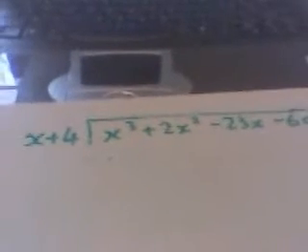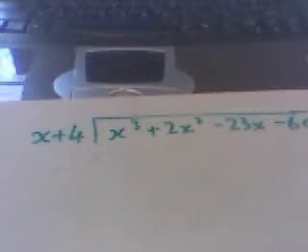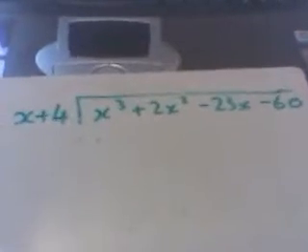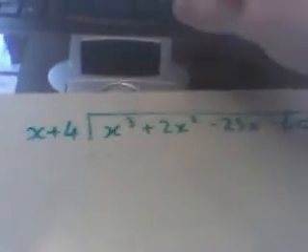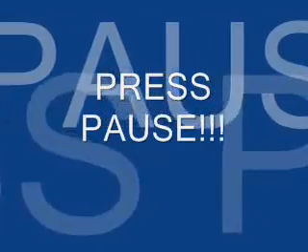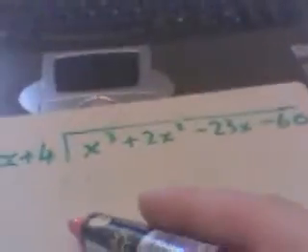So your turn. You've got x cubed plus 2x squared minus 23x minus 60 divided by x plus 4. Press pause and off you go. So how did you do? Well, let's have a look.